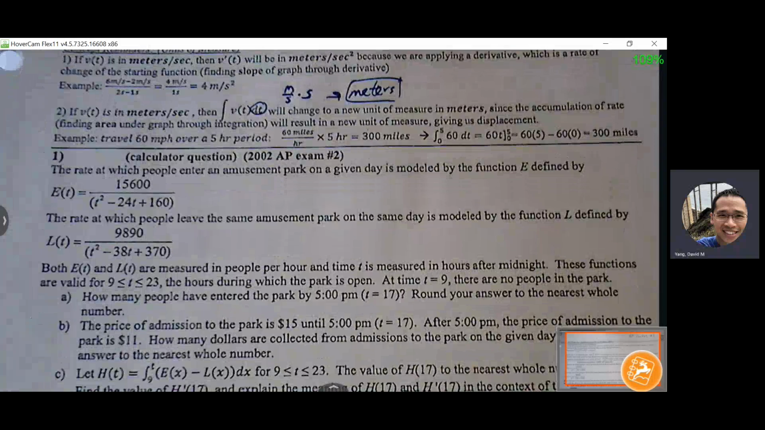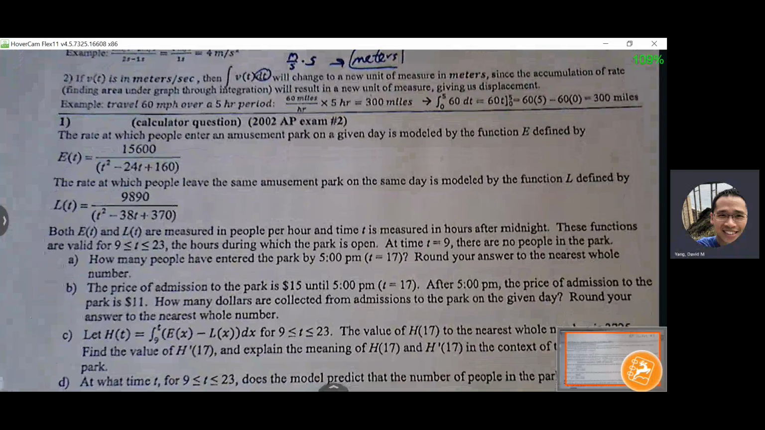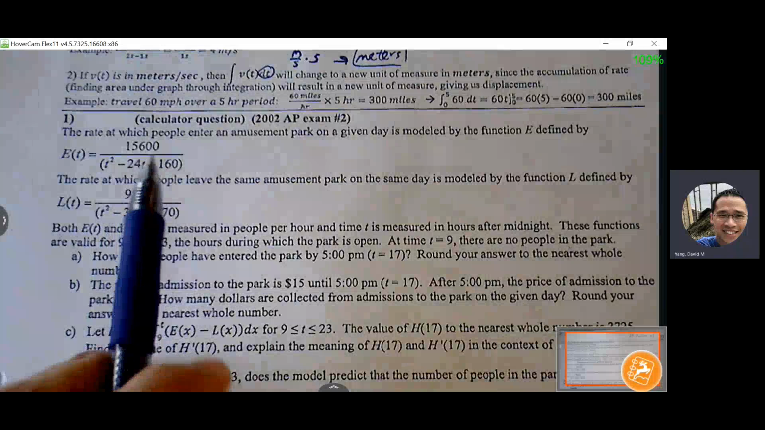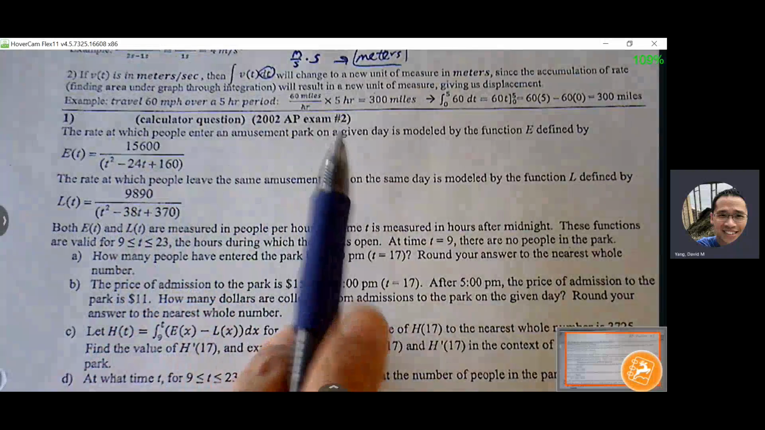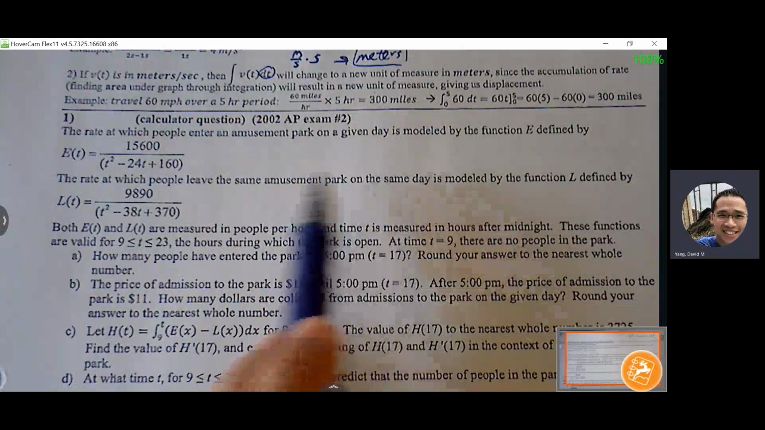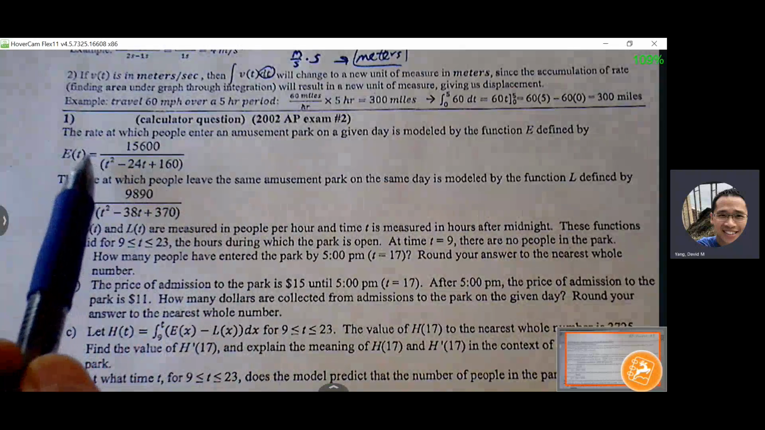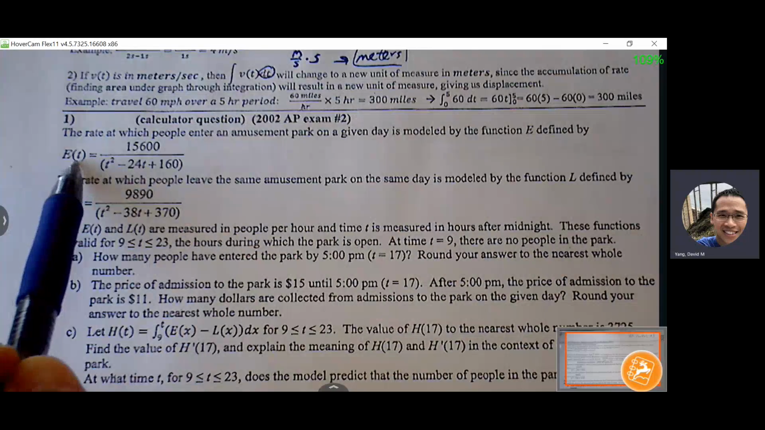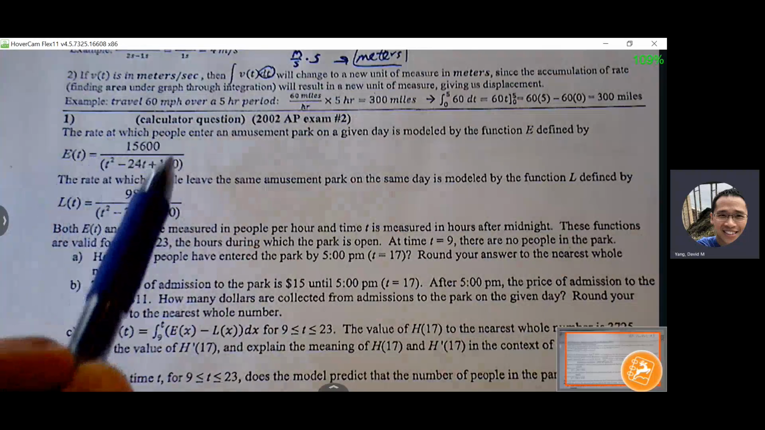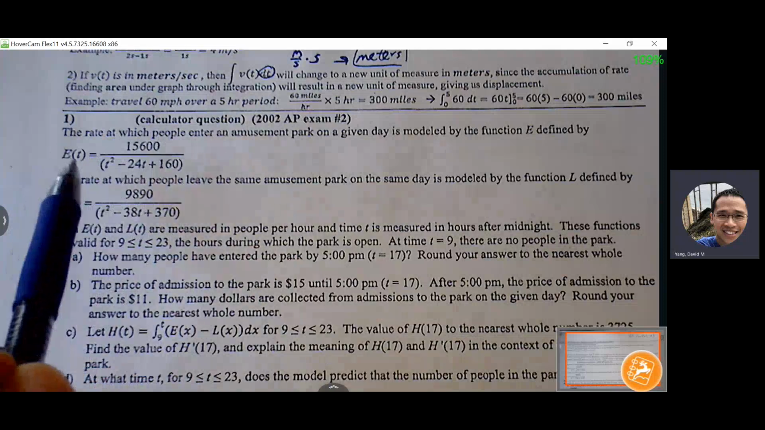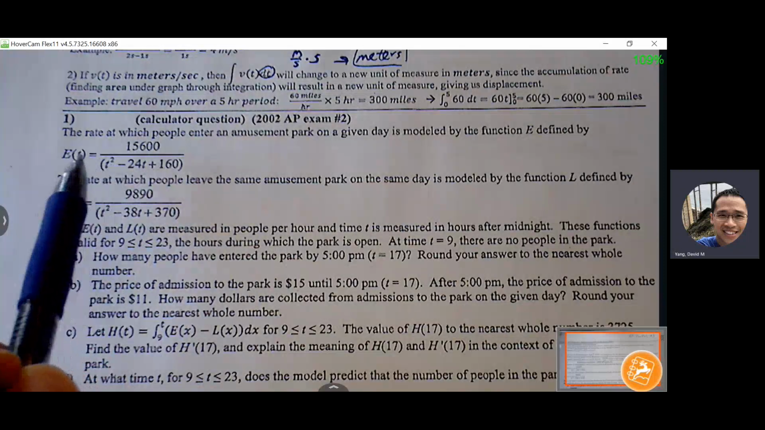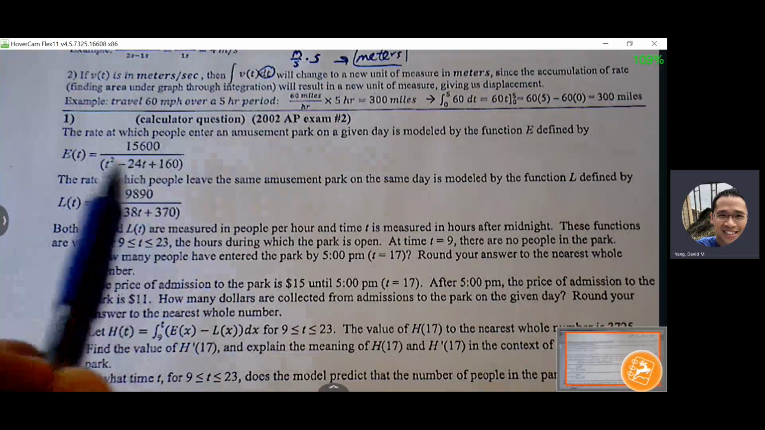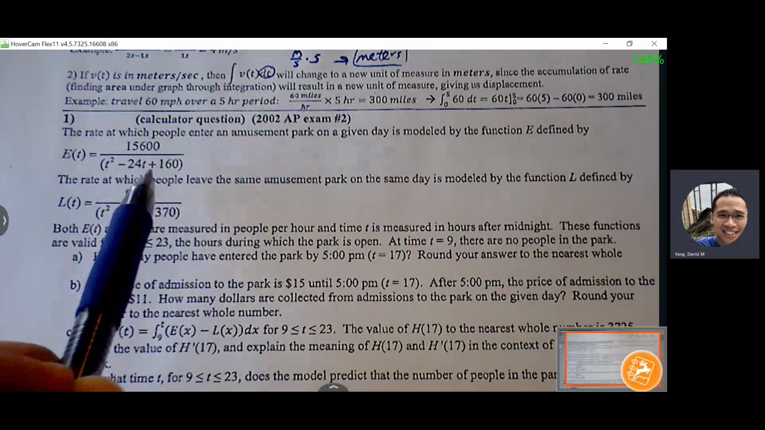Okay, so let's read this problem here and kind of make sense of it. So number one, it says the rate at which people enter an amusement park on a given day is modeled by the function E, defined by E of t. So this is the rate at which people are coming in. So maybe, at 9 a.m., there's 200 people per hour coming in. But then by 12, maybe 500 people per hour. But maybe by like 5 p.m., it's down to like -4 people per hour because more people are leaving than coming in, right?